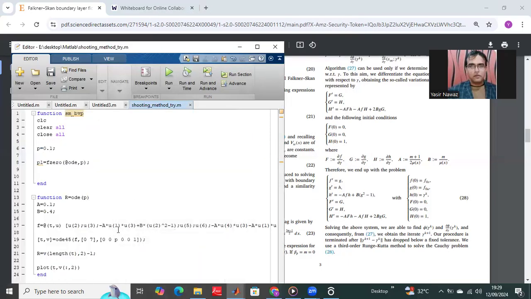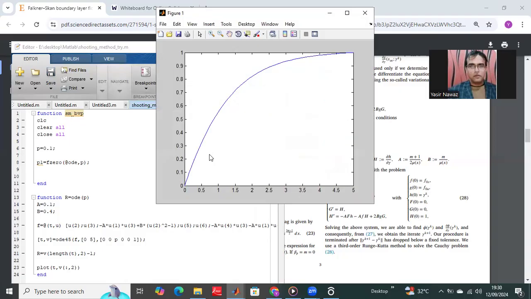I choose a small domain instead of a large domain. If I choose a small domain, 0 to 5 suppose, then I see what it gives. Yes, it's converging on the smaller domain, 0 to 5.